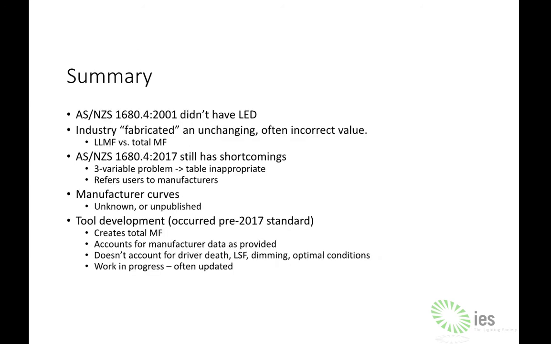So a little bit of a summary. 1680 didn't have LED at all. So the industry fabricated an unchanging and incorrect value. It's 0.8, this fabricated number that we made, and it was an LLMF figure that we used as a total maintenance factor figure, is how I read it. A new standard came out, and it still has its shortcomings. It's taken a 3-variable problem and whacked it into a table, and the table's not quite working yet. And in the vast majority of cases, it's just saying talk to the manufacturers.